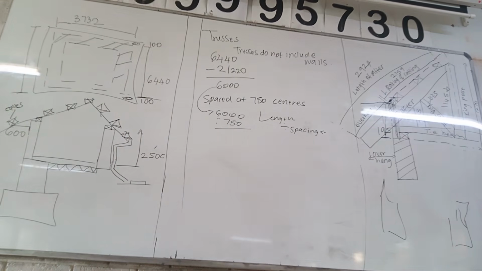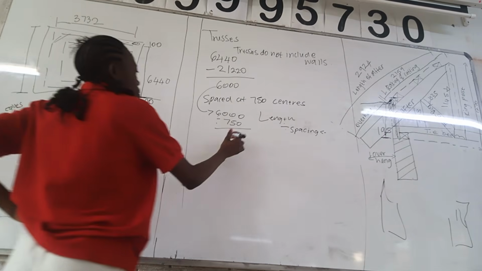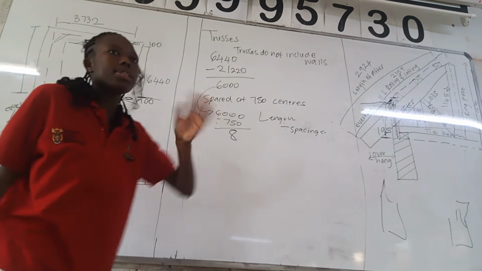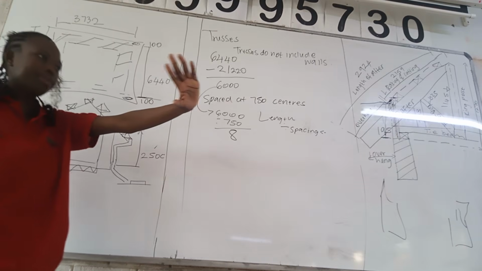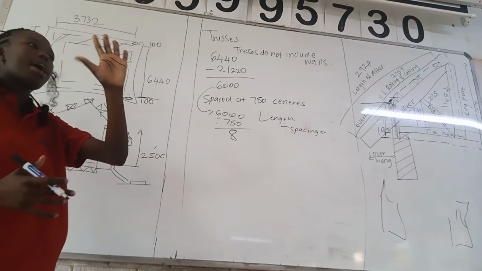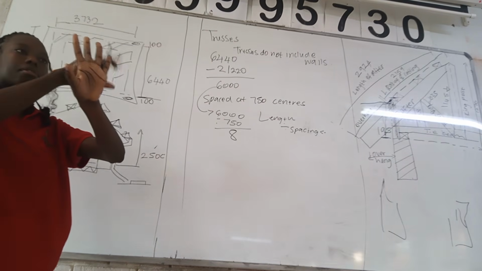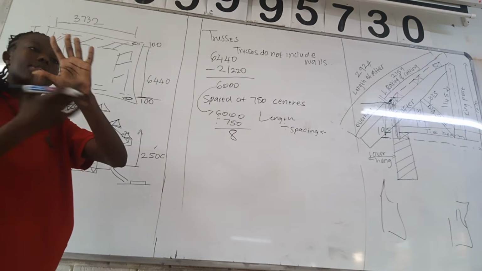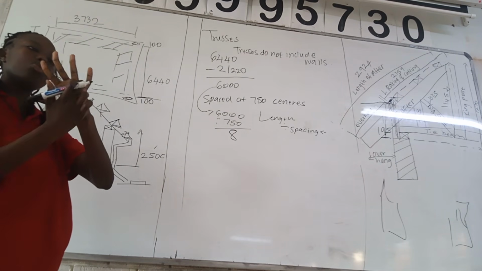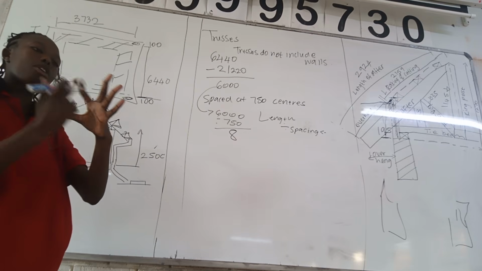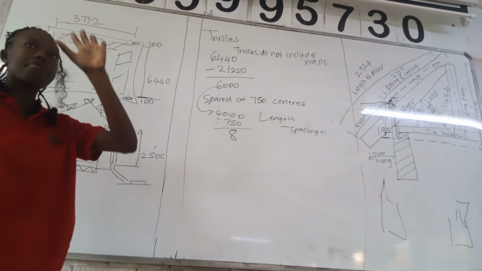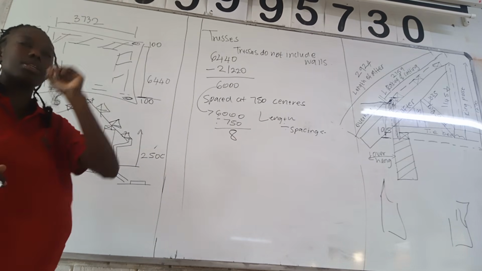What do we get? 8. So we got 8. So let us look at my hand. I have 5 trusses. I want 5 trusses equal to 5 fingers. So I have 1 space, 2, 3, 4, 5, 6. I have 5 fingers, but I have 6 spaces.